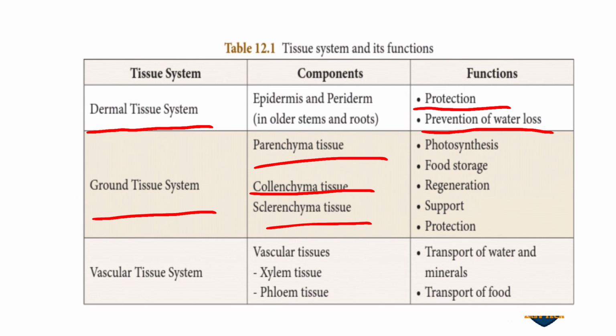Next, the vascular tissue system. It has xylem tissue and phloem tissue. Xylem transports water and minerals from the root to the tip of the leaf of the plant. Phloem transports food from the leaf to the bottom of the root. This is the tissue system and its function. They may ask it as a 4-mark question.